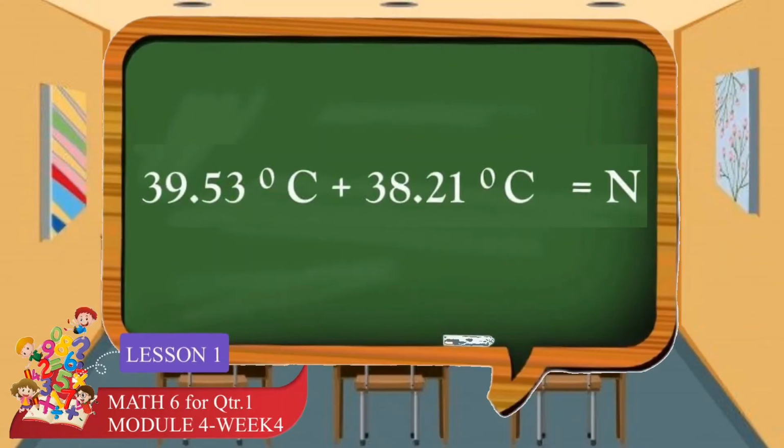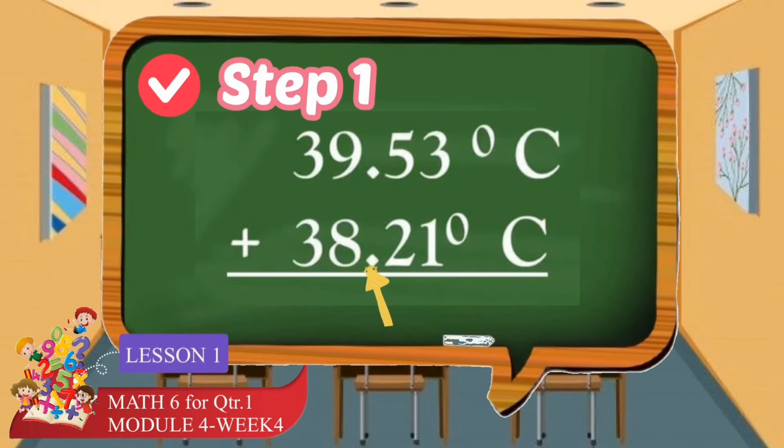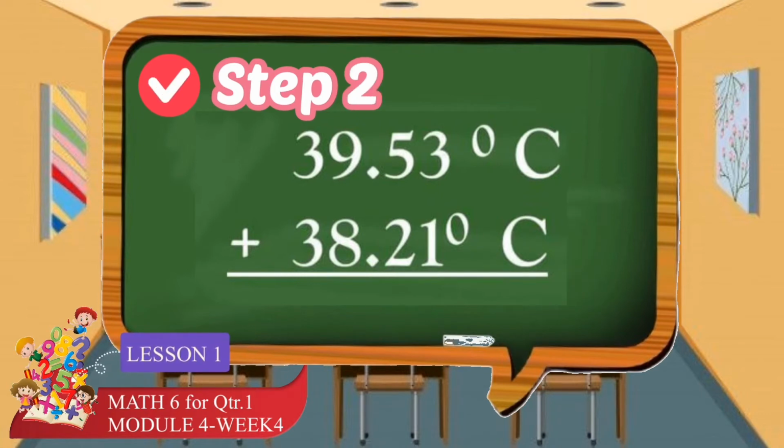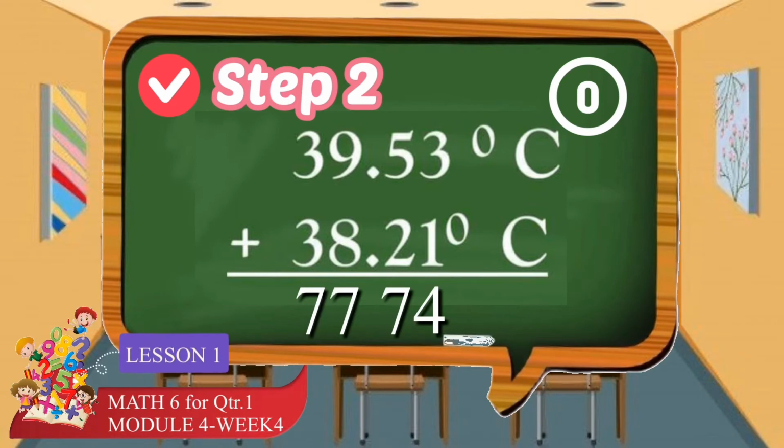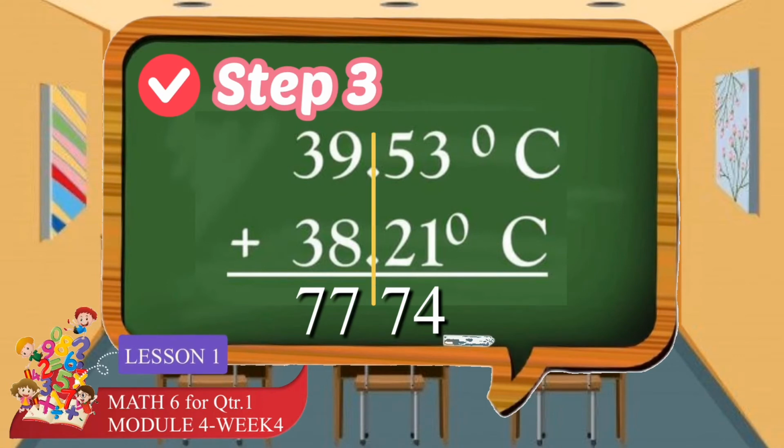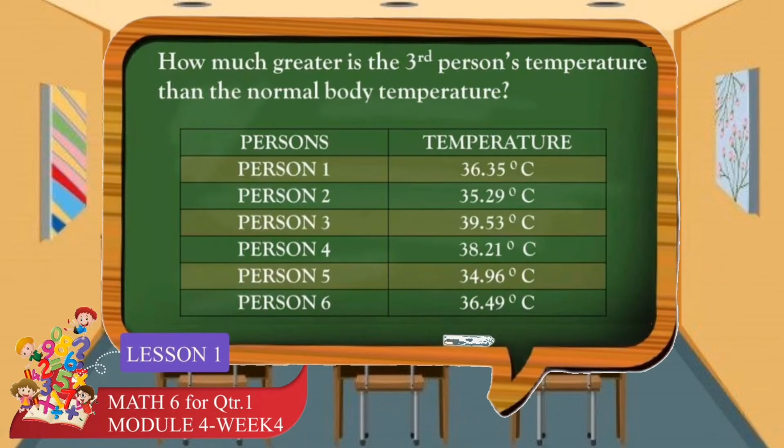In answering 39.53 degrees Celsius plus 38.21 degrees Celsius equals n, or the missing number or sum, first, you need to align the decimal points in a straight column. Second, add them all like whole numbers. Right, it's 7774. Third, align the decimal points in the sum. Now, you can read this answer as 77.74 degrees Celsius.